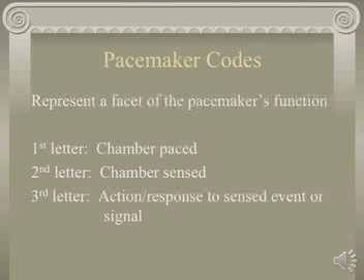And the third letter is the action or response to a sensed event or signal. The letters used in this category are I for inhibited, T for triggered, D for inhibited and triggered, and O for none.